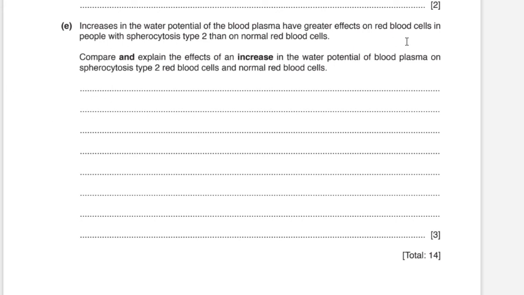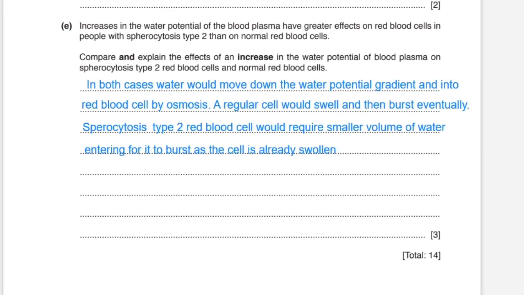If the water potential of blood plasma increases, that means water would move down the water potential gradient by osmosis into the red blood cell, and eventually the red blood cell would burst since it does not have a support like a cell wall. Now, for a regular red blood cell, since the shape is biconcave, it takes a greater amount of water for it to swell and then burst, whereas a red blood cell for a person suffering from spherocytosis is already swollen, and so it doesn't need as large an amount of water to burst. That is how you'll have to compare the two cases.